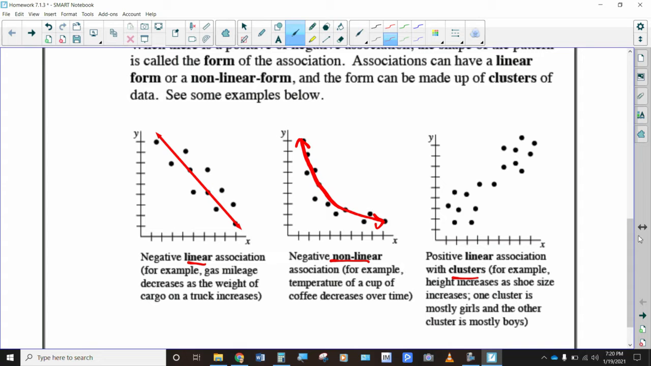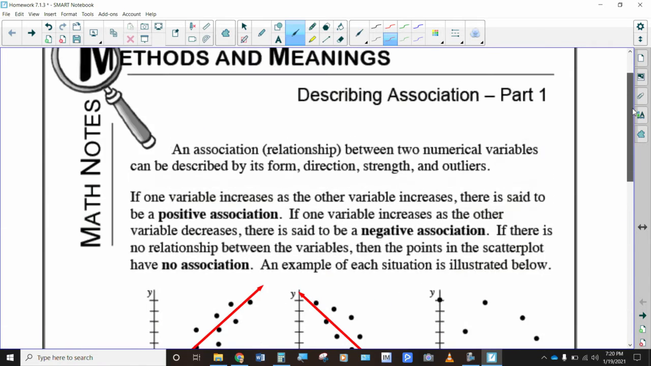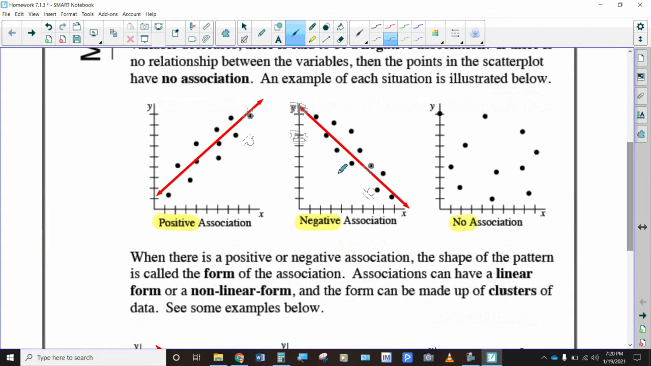And so then the next part of describing association would be to describe whether it's a strong association or a weak one. So remember, the strong associations, all of these points really are close to your line of best fit. Whereas as you get more points that go away, it starts to get weaker and weaker and weaker until eventually it's so weak that you would just say that there's no association.